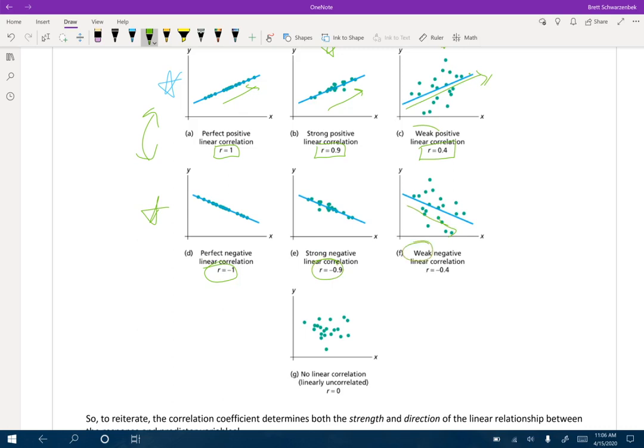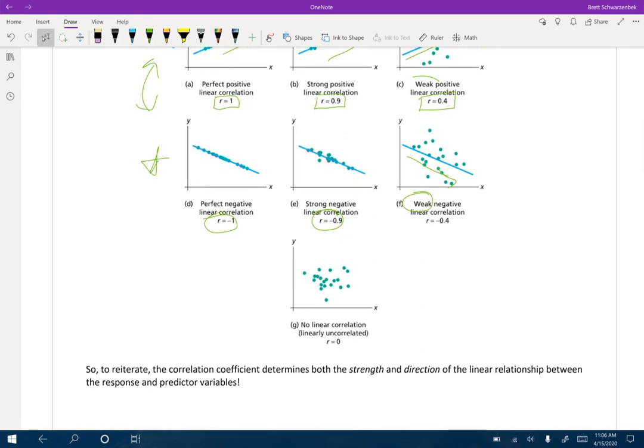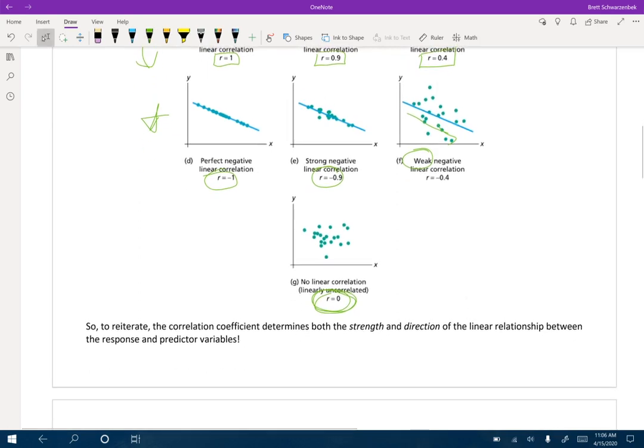That would be a weak correlation. Now, what if we just had a bunch of points with no pattern whatsoever? I call it essentially a sneeze on a screen. It's just a bunch of points all over the place. That means that you'll have a correlation very close to 0, in other words, no linear correlation. So this is a good way to visualize what this will look like.